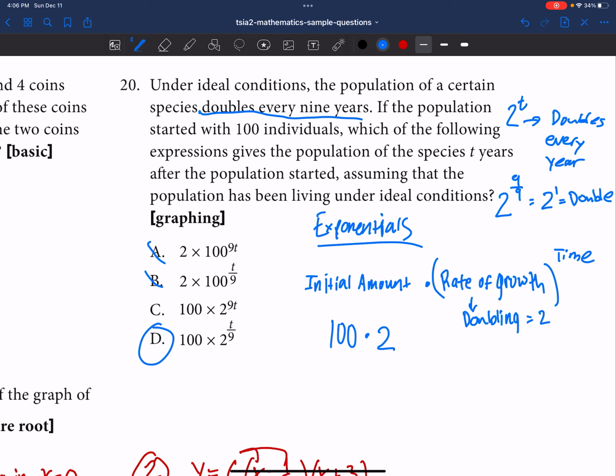Time being, it's that 2, you're going to multiply it by 2 every 9 years. So you don't want to do 2 to the power of 9t, because if t was 1 year, if 1 year passed, that'd be like multiplying by 2 to the power of 9. And that is way too much, right? That's not what's happening. So you're going to multiply by a smaller amount than that. But once 9 years occurred, that 100 is going to become 200.